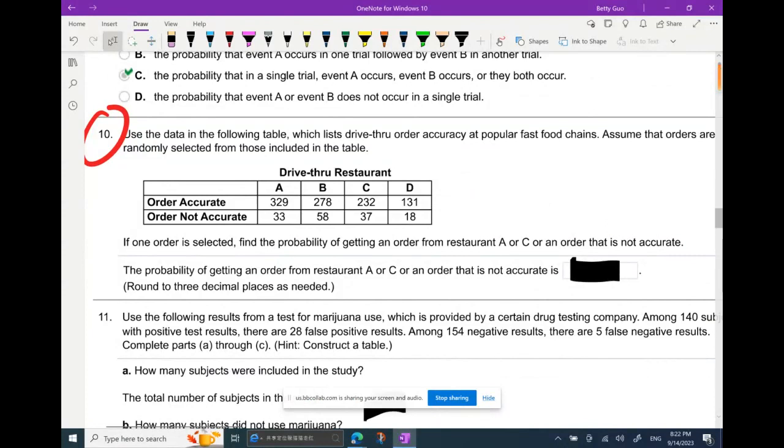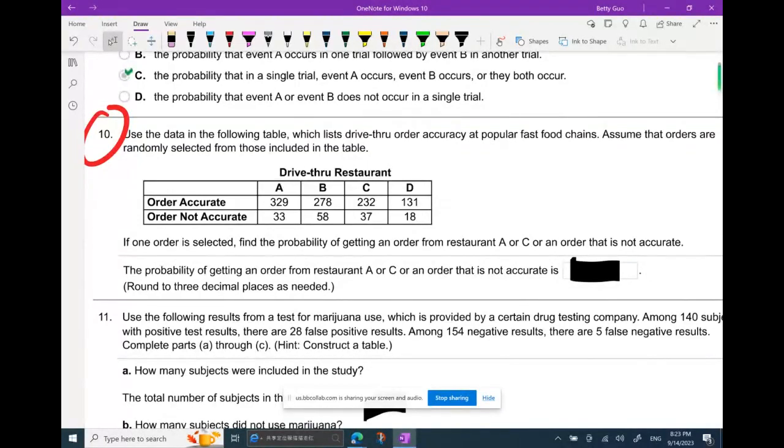I mainly look at the table. I like to just look at the table and figure out what's going on here. So this is a table. If I look at it row by row, I have order accurate and order not accurate. And if I look at it by column, I have 4 different restaurants. So that's what this table is about.